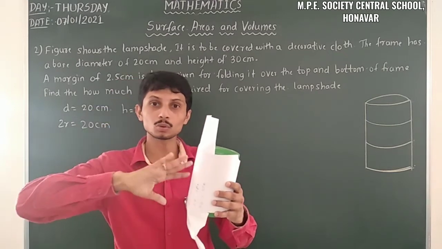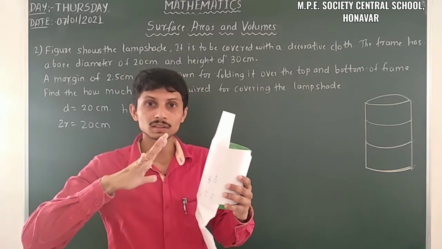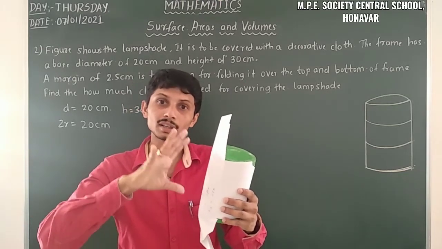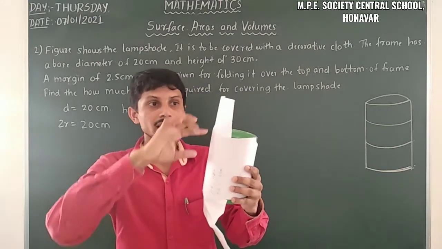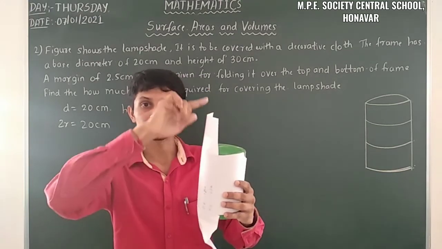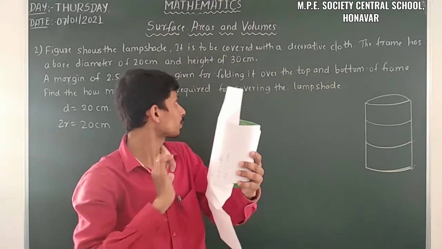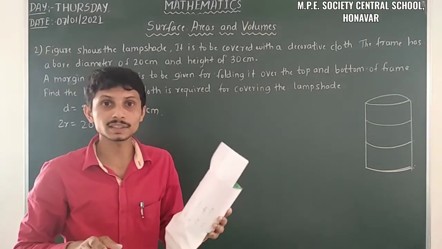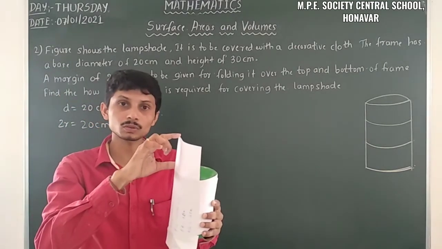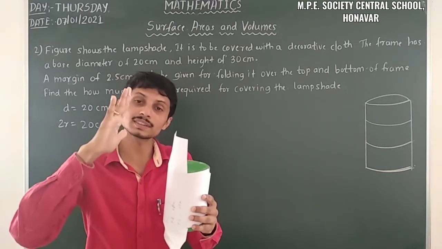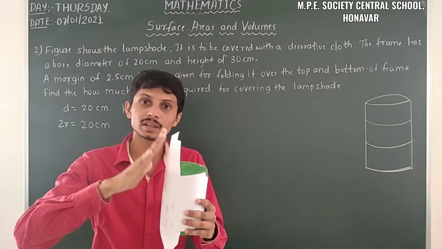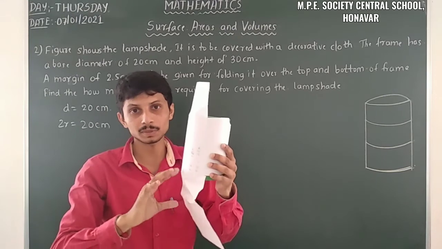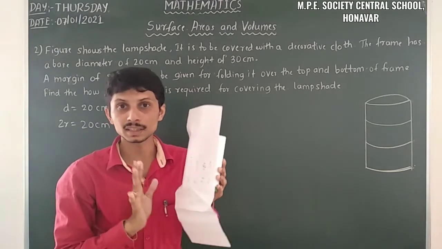That is the total height of this frame, the total height of this decorative cloth. So we have to take completely this height and this 2.5 margin, and 2.5 margin on the other side. Here it is given 2.5 centimeter. Sorry, it's a 2.5 centimeter margin. For the folding on the top part of this lampshade, it is given that the margin is 2.5 centimeter for the top and 2.5 centimeter for the bottom.